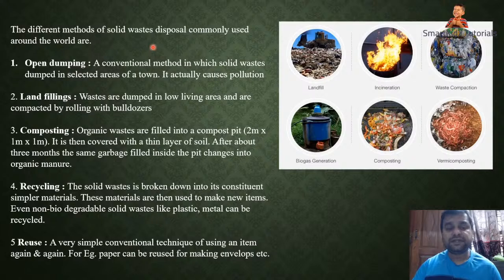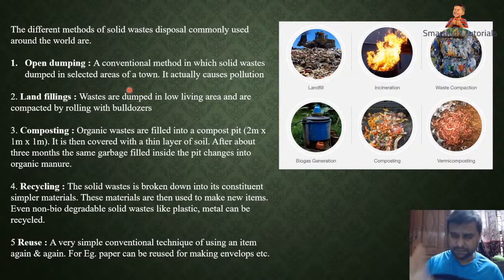Different methods of solid waste disposal that are used around the world include open dumping, where conventional solid waste is dumped in a particular area. One particular area is designated, usually outside the city, and all the waste is dumped there. It causes pollution, but somewhere the garbage has to go till it is disposed of by the next step. That could be composting, recycling, maybe incineration, whatever.